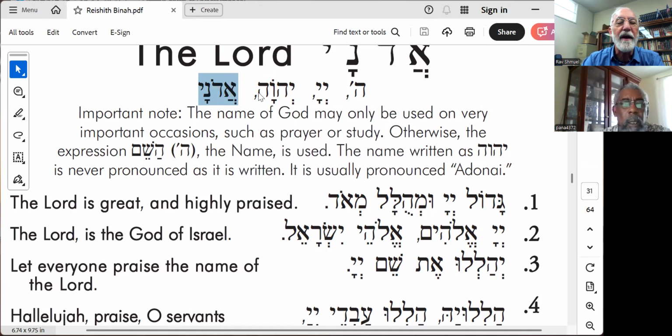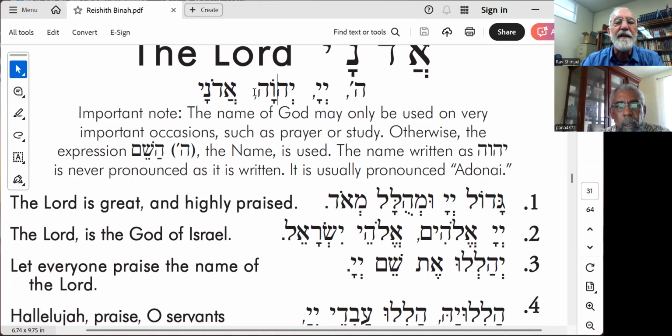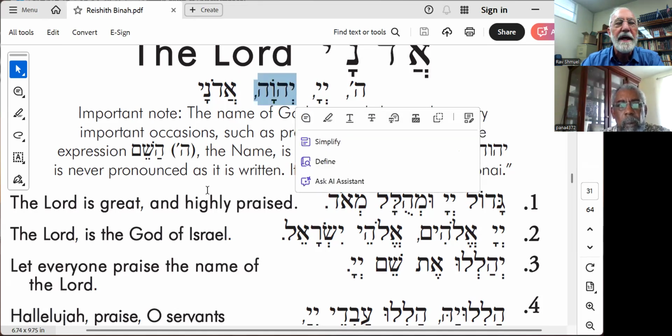Think of it this way. All right, think of this as a symbol. It is not pronounced. It is the ineffable name. Ineffable means we can't know. Since we don't, how do you explain God? How would you explain God?